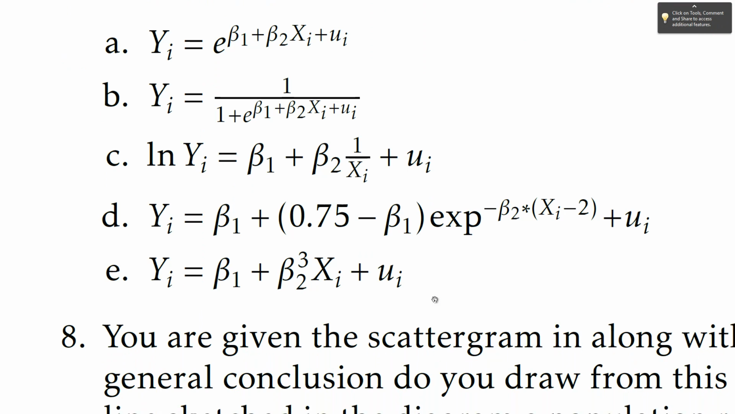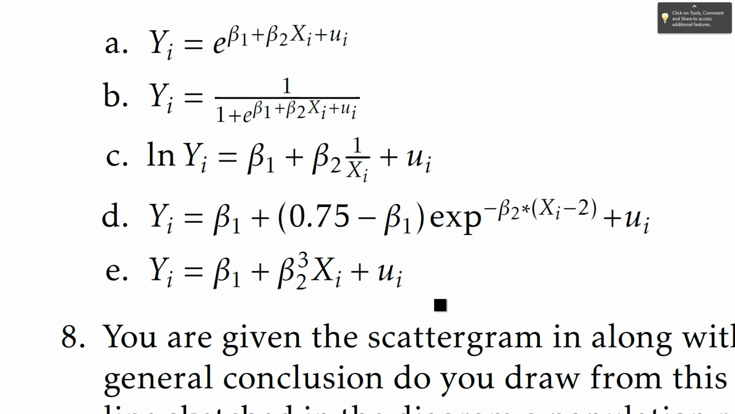What about e? You can see that there is beta 1 plus beta 2 cubed xi plus ui. Is it linear? This one. What do you think? Is it a linear function or non-linear function in parameters? It is linear. Why do you think so? What's the difference between C, for example, and E?